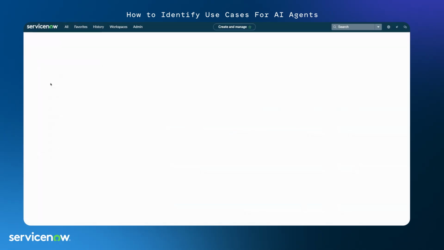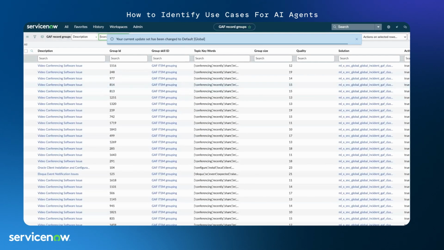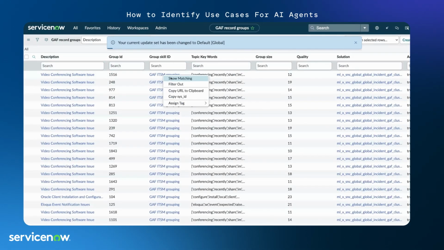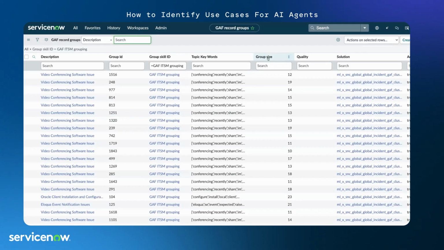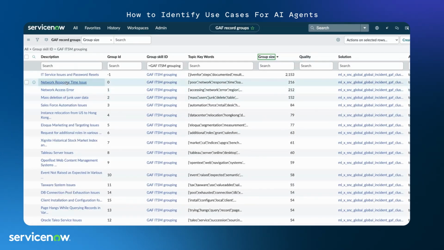It basically does clustering of your incidents. So what it does for you is give you a group size. As you can see, it has done clustering of all the incidents that your service desk or your support teams get, and you see how many incidents of those types you're getting. For example, password reset issues or network response time are good candidates to see if you want to use AI agents to automate, if you're just looking for ideas.